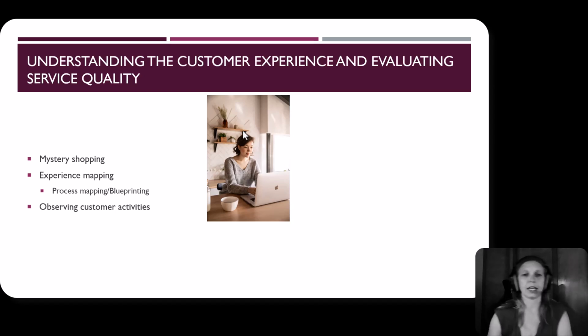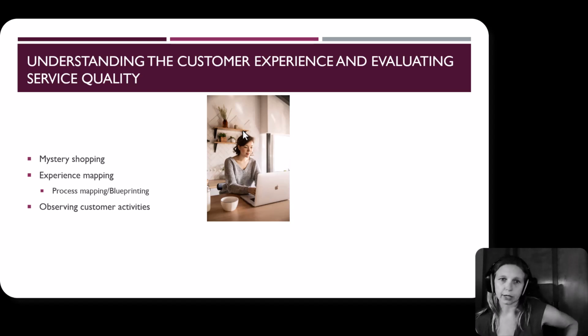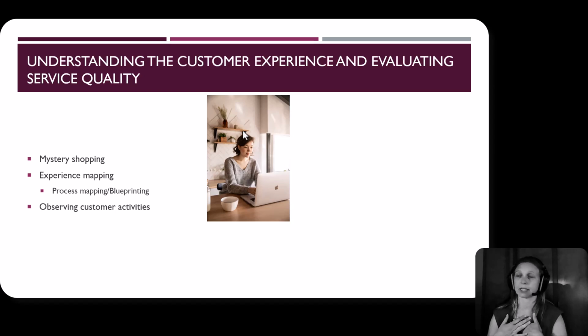Okay, and then we can move on to understanding the customer experience and evaluating service quality, because we as consumers have some expectations, but how do we as marketers and business owners know exactly what customers are expecting, what they're experiencing, how those line up? Did they experience what they expected to experience?